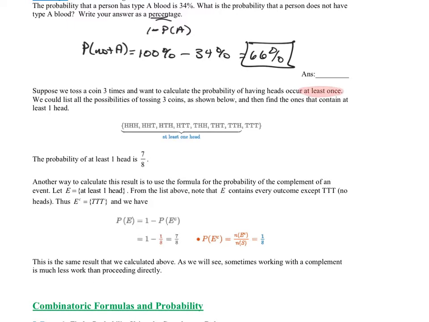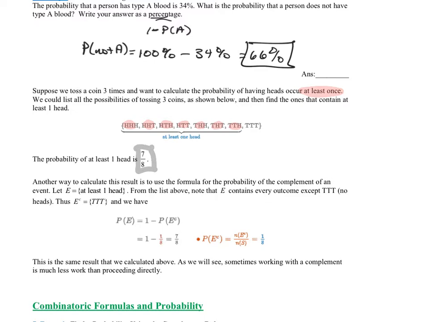It says we could list all the possibilities of tossing 3 coins as shown in the following. We've done this numerous times. You had 8 possibilities. There are all 8 possibilities right there. So the probability of getting at least one head: let's look at which examples have at least one head. This has a head, this one, this one, this one, this one, this one, this one. In fact, the only one that doesn't have heads is tails, tails, tails. So the probability of getting at least one head is 7/8.